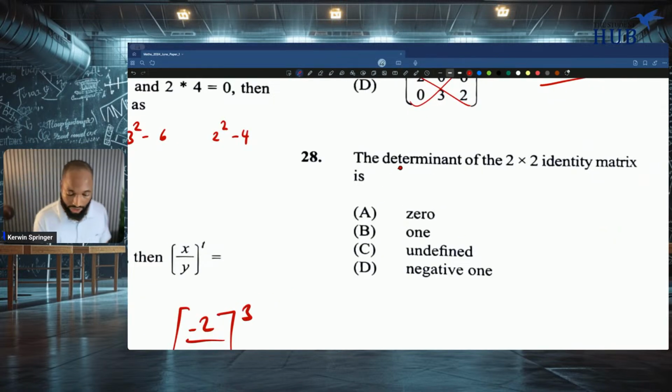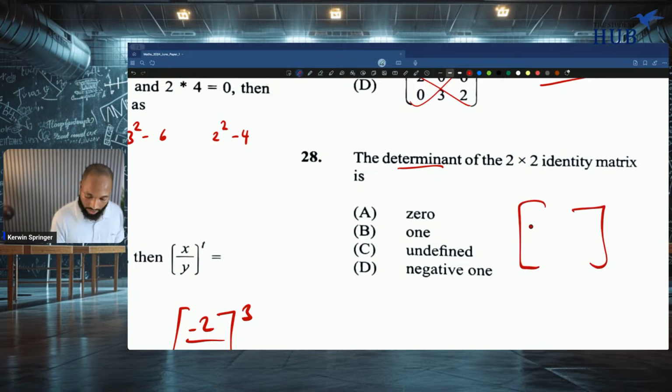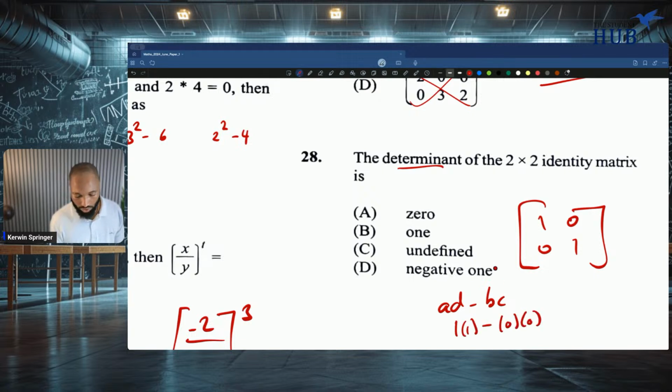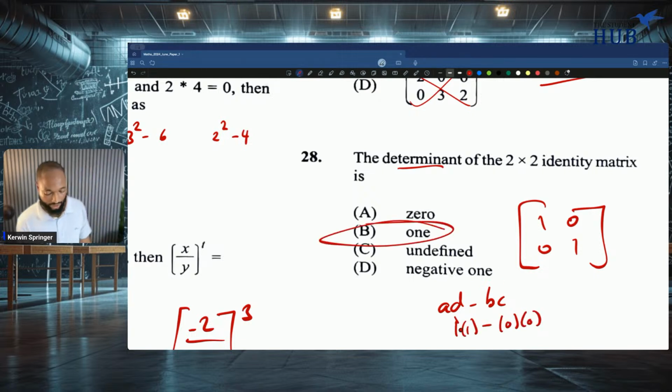So the determinant of the 2 by 2 identity matrix. This is the identity matrix. So the determinant is AD minus BC. So 1 by 1 minus 0 by 0. So it's 1. Determinant of the identity matrix is 1.